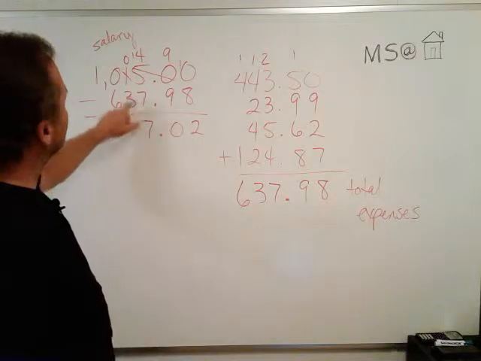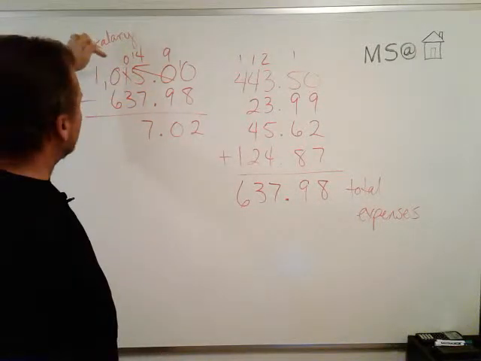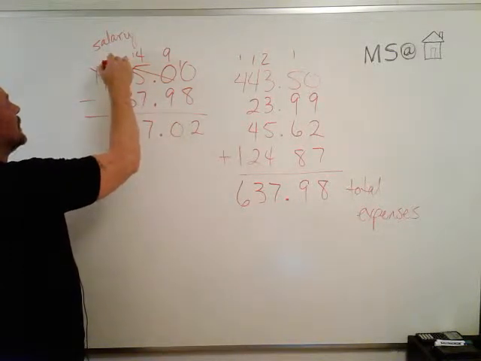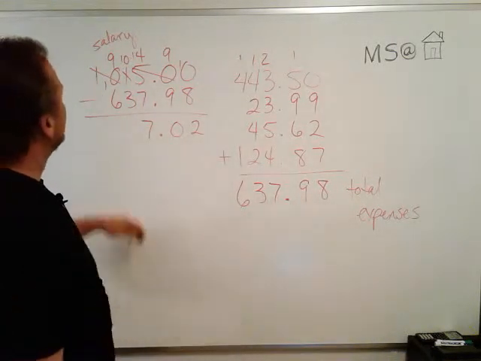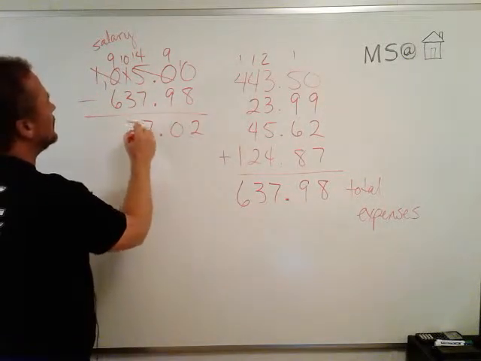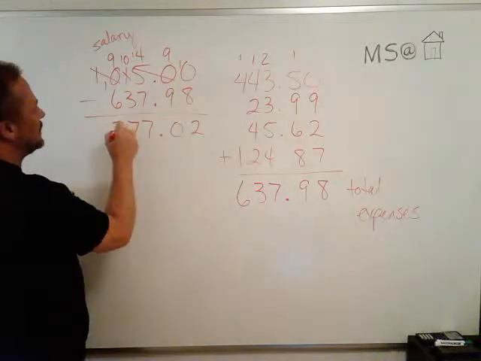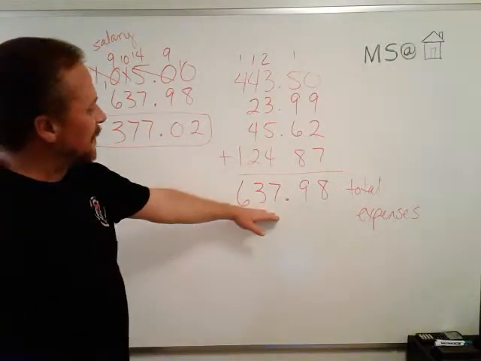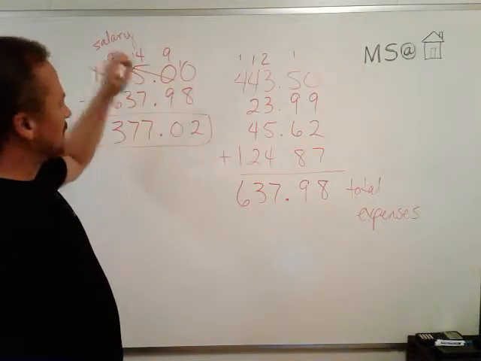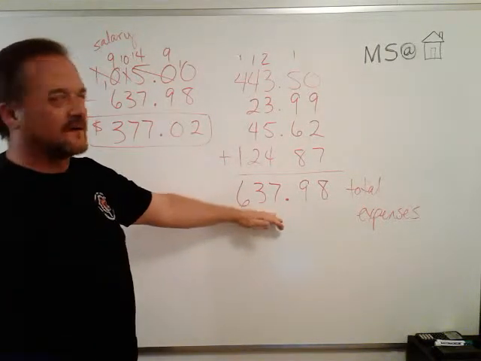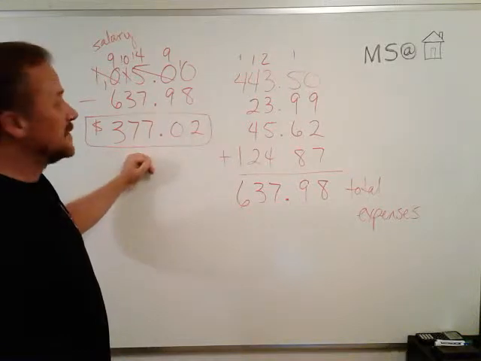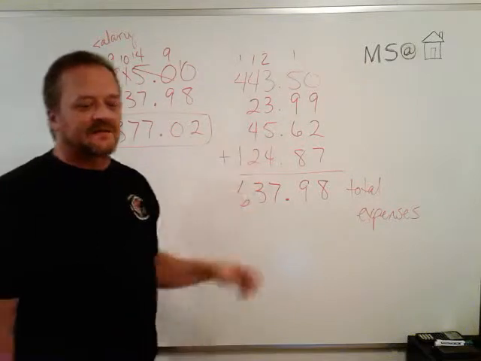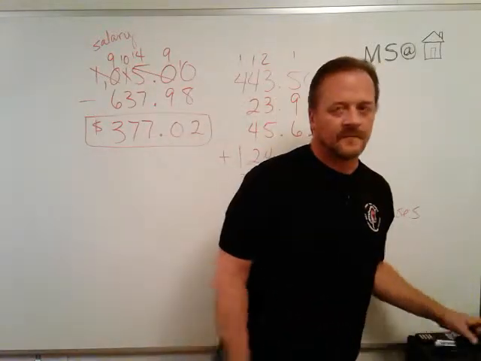And again, I can't take 3 from 0, and I can't take anything from this 0, so I'm going to have to take away a number from here and give it to that, okay? 10 minus 3 is 7. 9 minus 6 is 3. So it makes sense to me that if I had $1,015 and I took away just over $600, I should have close to $400 left, okay? And in fact, you'll have $377.02 left over, okay?